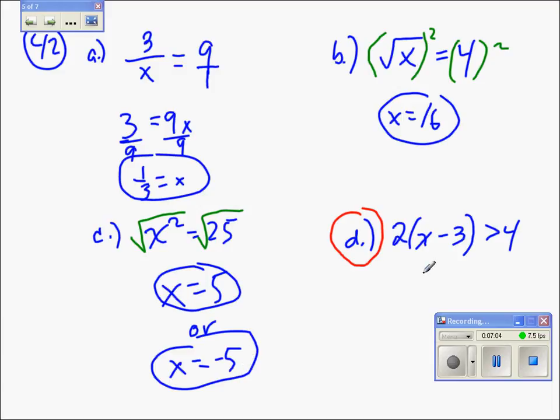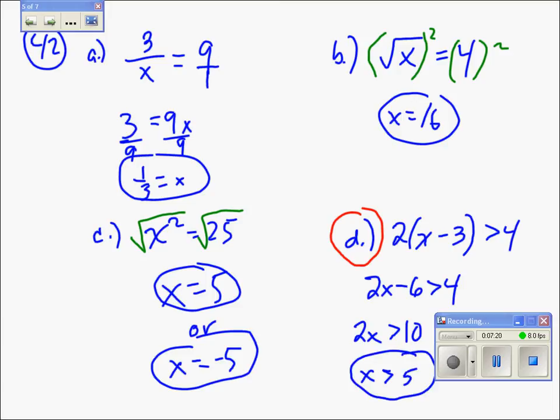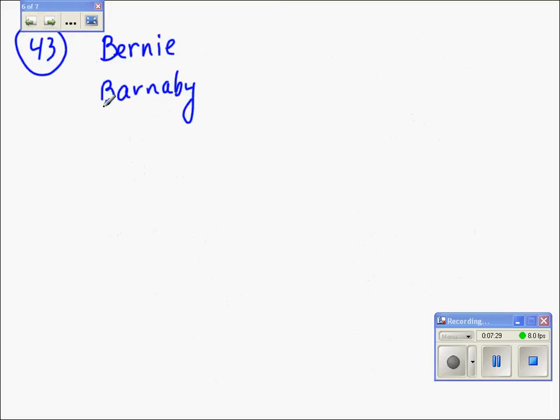The next one is an inequality, slightly different. The first thing is to distribute 2x minus 6 greater than 4. Add 6 to both sides. 2x is greater than 10. And then divide by 2 on both sides. X is greater than 5. If, by the way, you were to graph this, you would have it graphed on a number line, not on a coordinate plane, because there's only one variable.